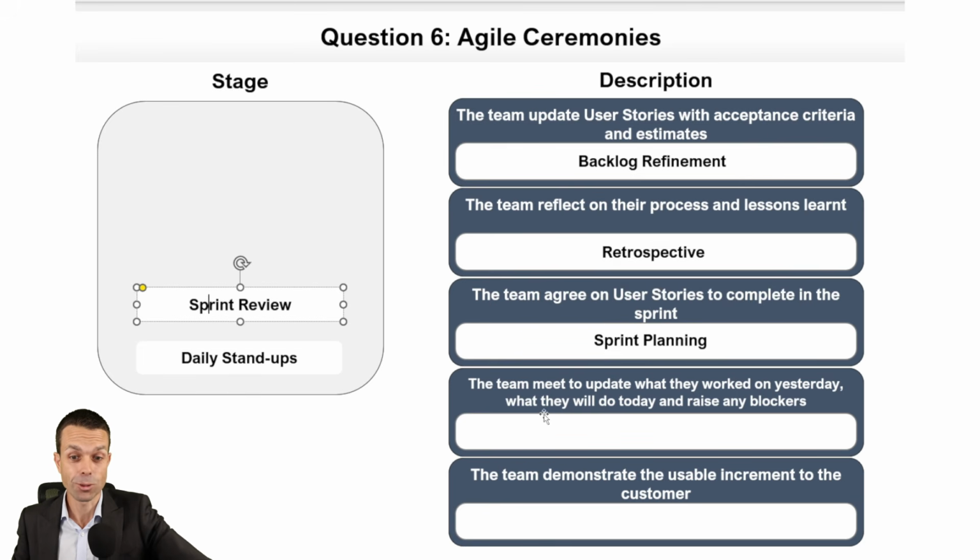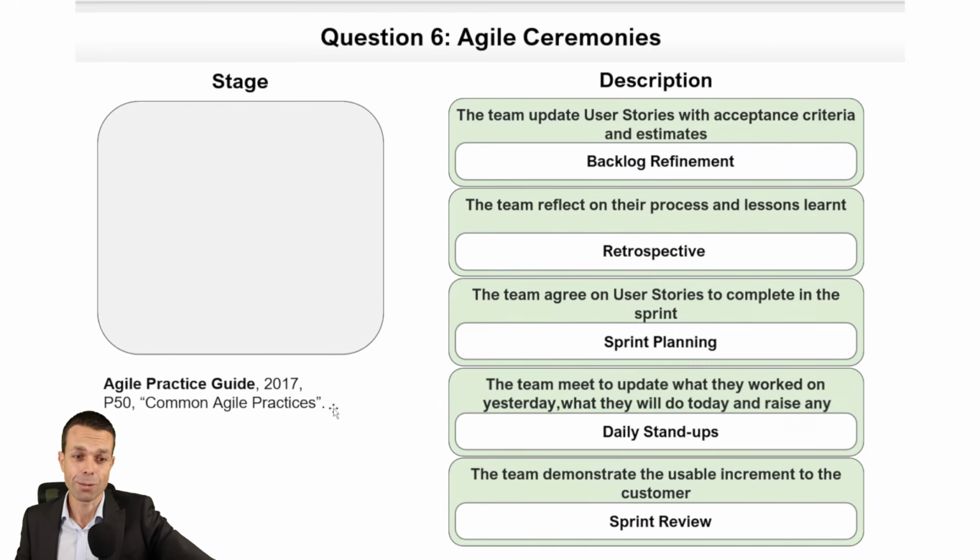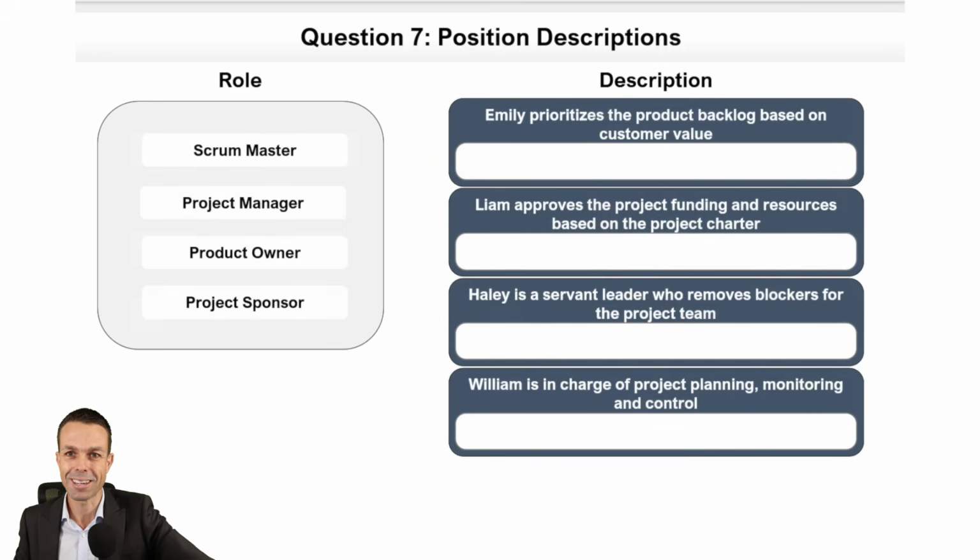I think you can do it. The last two, the team demonstrate that usable increment. That's nice and easy. That's our sprint review. That means the team updating on what they worked yesterday, what they will do today, and raising any blockers. That's going to be our daily stand-up. Let's have a quick check of that. And it's come from the Agile Practice Guide, Common Agile Practices on page 50 if you want to check that out. Wonderful stuff. That's our typical sprint. Really getting through these ones, so doing a great job.